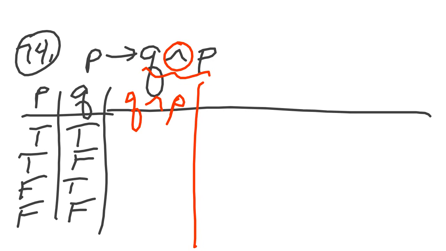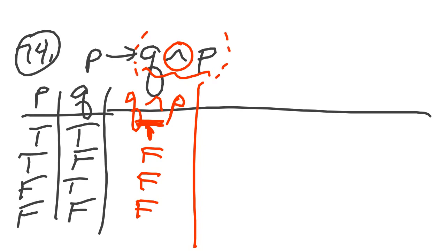So true and true. Remember, for conjunction, the only way it's true is if both parts are true. So that would be true. Second line, false and true is going to be false from the definition. Third line, true and false is also going to be false. And last line, false and false, also going to be false. So it ends up looking the same as P and Q: true, false, false, false.